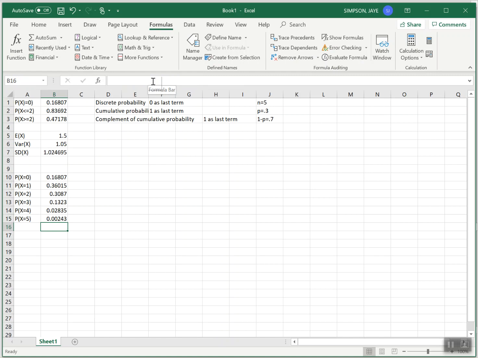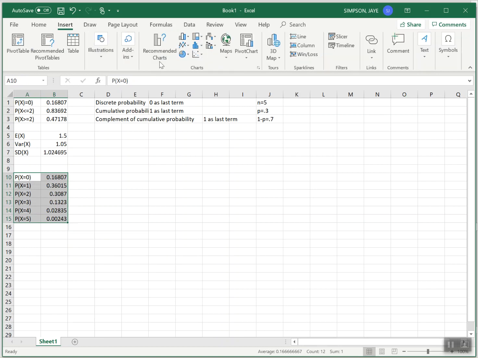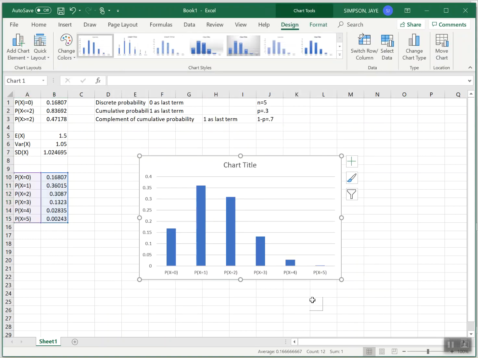So now I can graph all of these. I can grab all this data. I can go to my Insert tab. I can go to Charts here. Let's see. This looks like a good one. Let's do that clustered column chart. And here we go. So now I can graphically see this probability distribution.